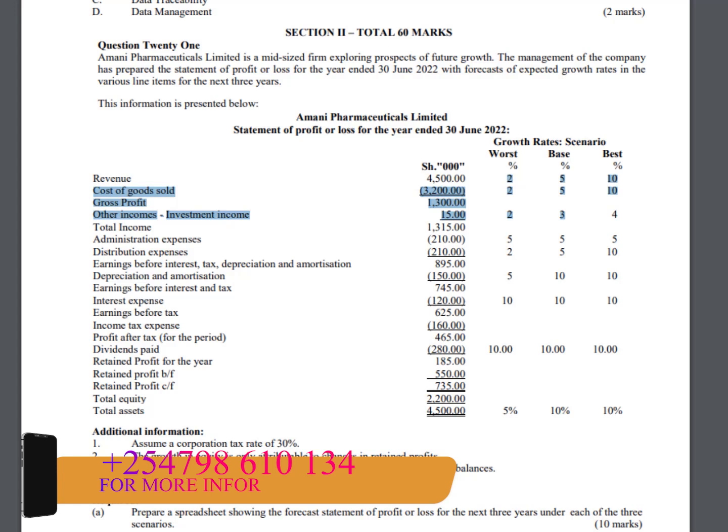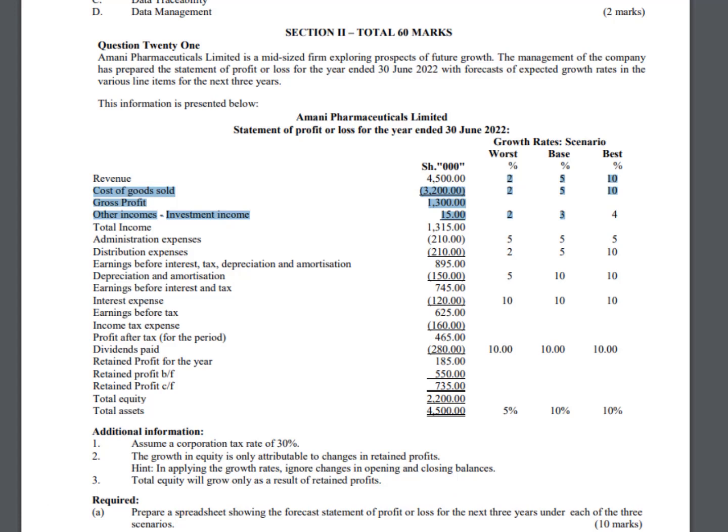We see that it is a statement of profit and loss with their values. We have revenue, cost of goods sold, the gross profit, we have the profit before tax, the profit after tax, total equity, total assets, and we have the corresponding figures. We also have the growth rates based on the scenarios. We have the worst case scenario, the base case scenario, and the best case scenario.